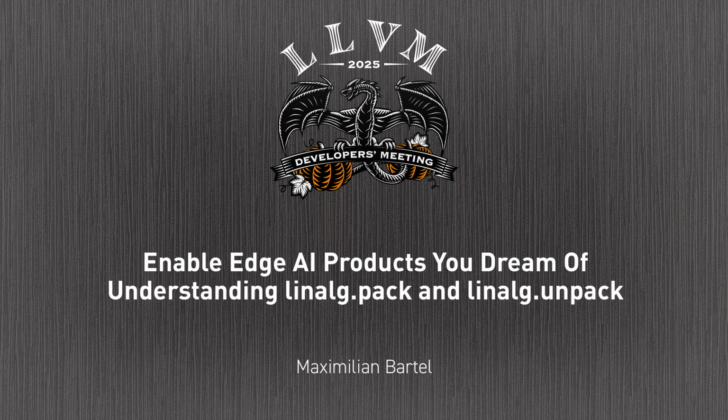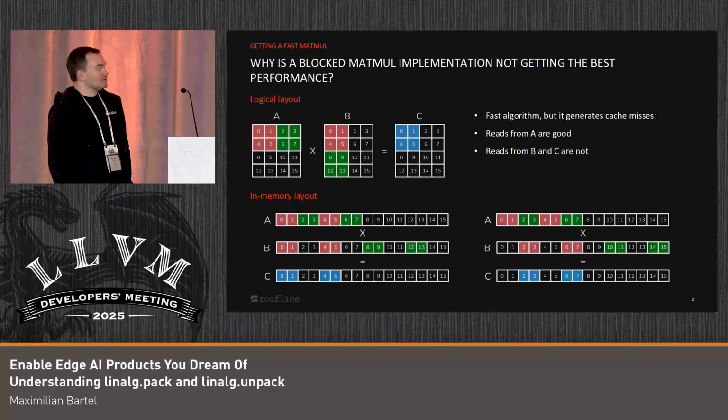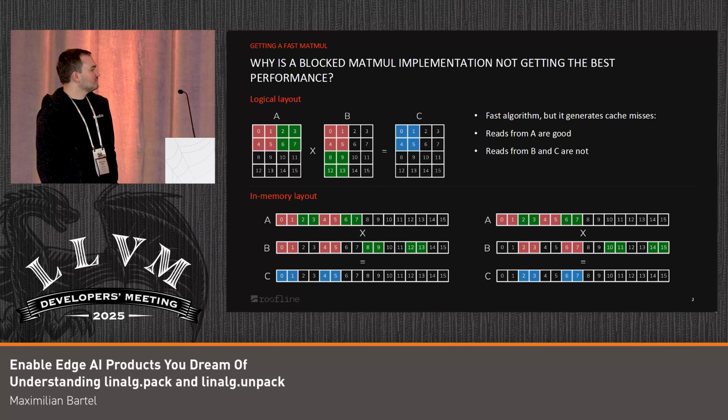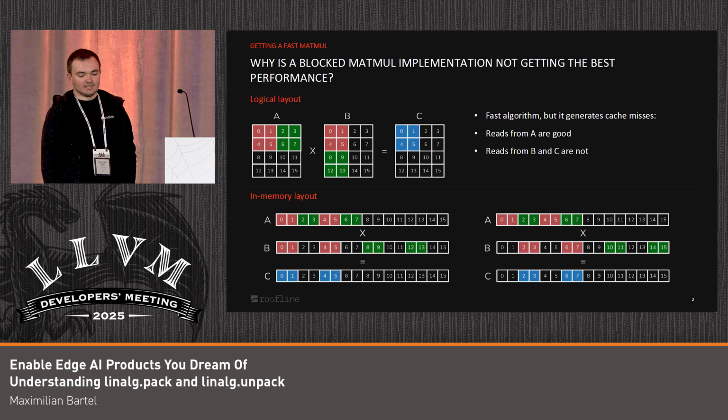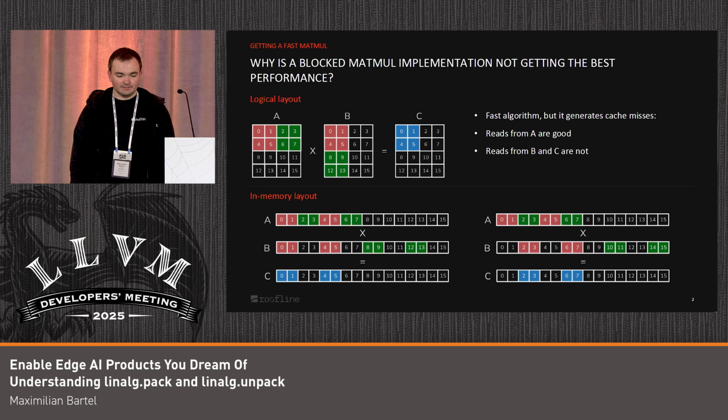So I'm going to talk about linalg.pack and unpack operations. To give you an example why those ops are useful, here's a very well-known blocked mathematical algorithm. In the first iteration, we used the red values to compute the partial result of the blue values, and in the second iteration, we used the green values to then get the full result.